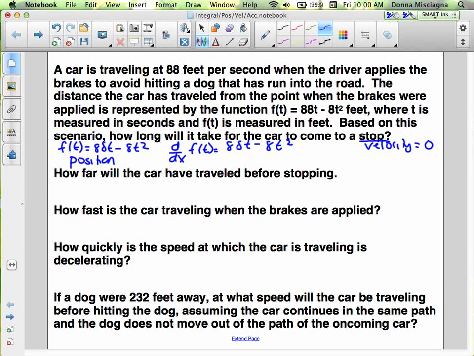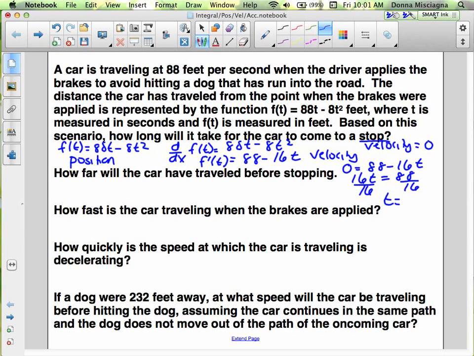If we take that derivative, we have f prime of t is equal to 88 minus, and then 2 times negative 8 gives us negative 16t. So that is our velocity function. We'll set that equal to 0, so 0 equals 88 minus 16t. I'm going to add 16t to both sides, so 16t equals 88, and then divide both sides by 16.